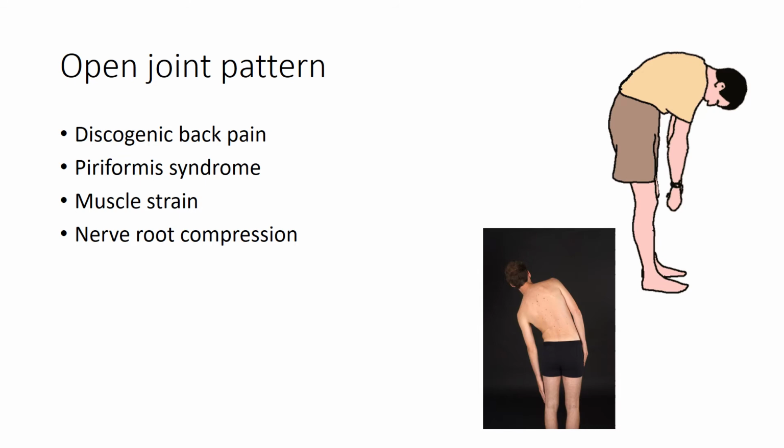Discogenic back pain, piriformis syndrome, and muscle strain are considered open joint patterns. They are very typical. Nerve root compression, people usually think, is more the closed joint pattern because extension closes the intervertebral foramen. But remember, sometimes with nerve root compression there is some tension on the nerve. If you do the open joint pattern movement, there is a chance that it may stretch the neural tissue. So I put nerve root compression on both open joint and closed joint patterns.